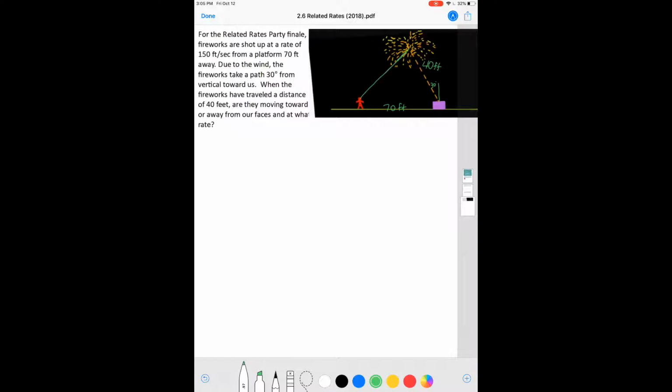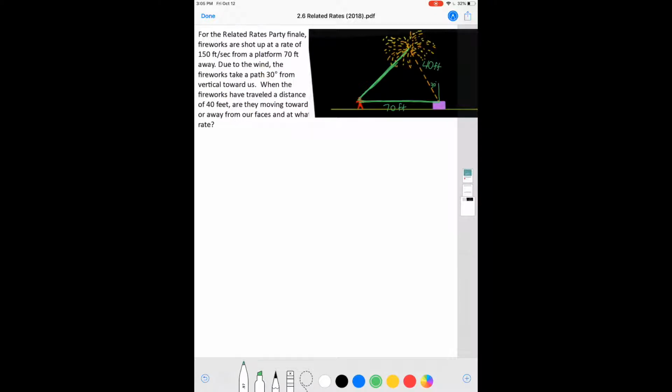And at what rate? So they're this far away from our faces, but they're not standing still. So this distance is either getting bigger or smaller, toward or away from our faces. Lovely.